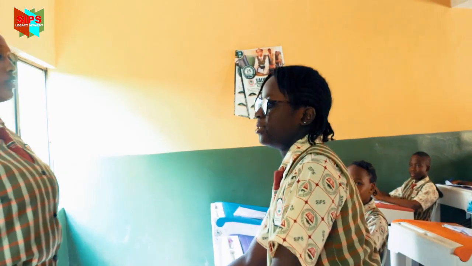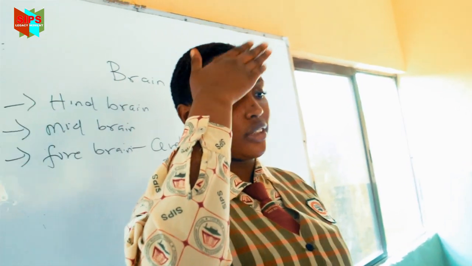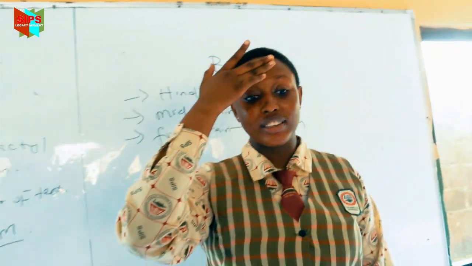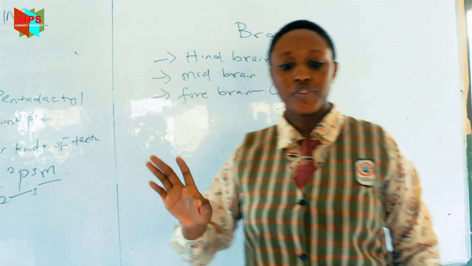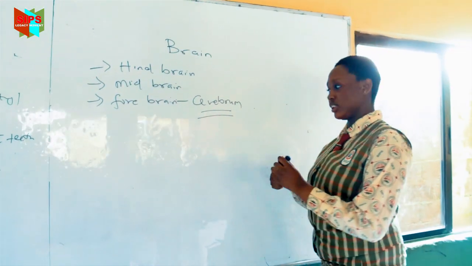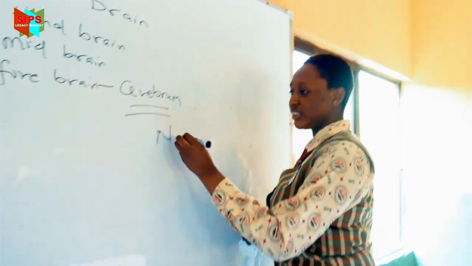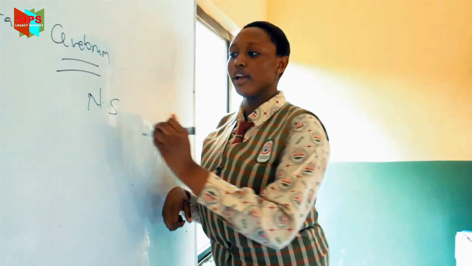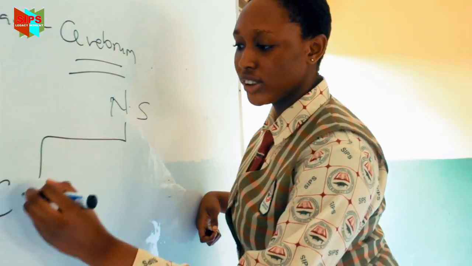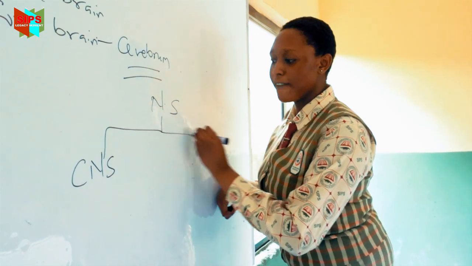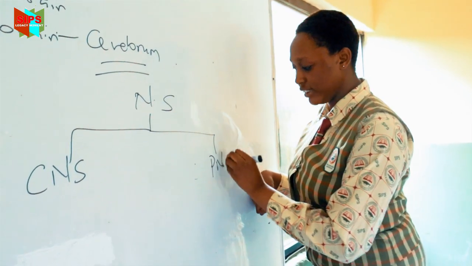I don't understand what you said about the forebrain. Okay, normally this is the forebrain. This is the part that is responsible for our thinking and intelligence. And let me give you a chart of the nervous system itself. The nervous system, which is the NS, I'm going to use abbreviations, sorry, leads to the central nervous system, CNS, and the peripheral nervous system, PNS.